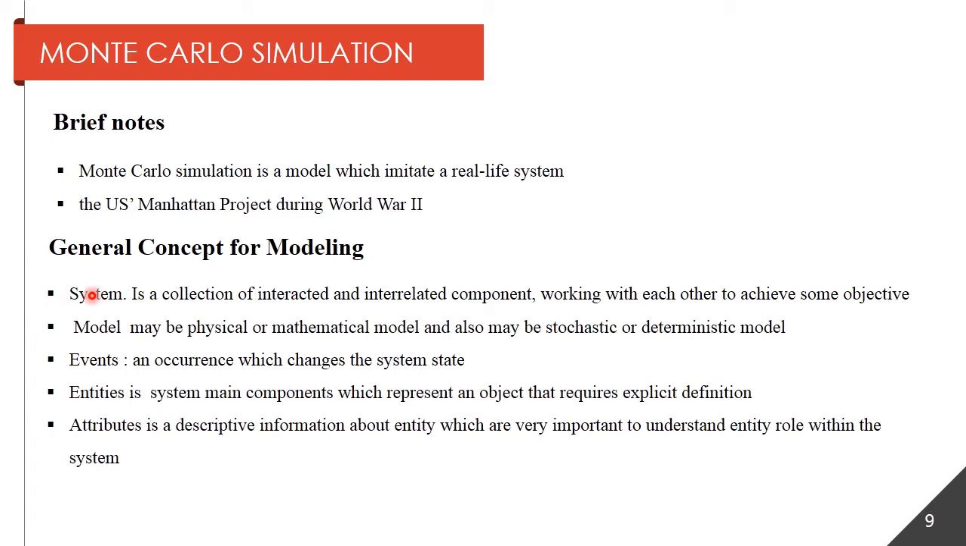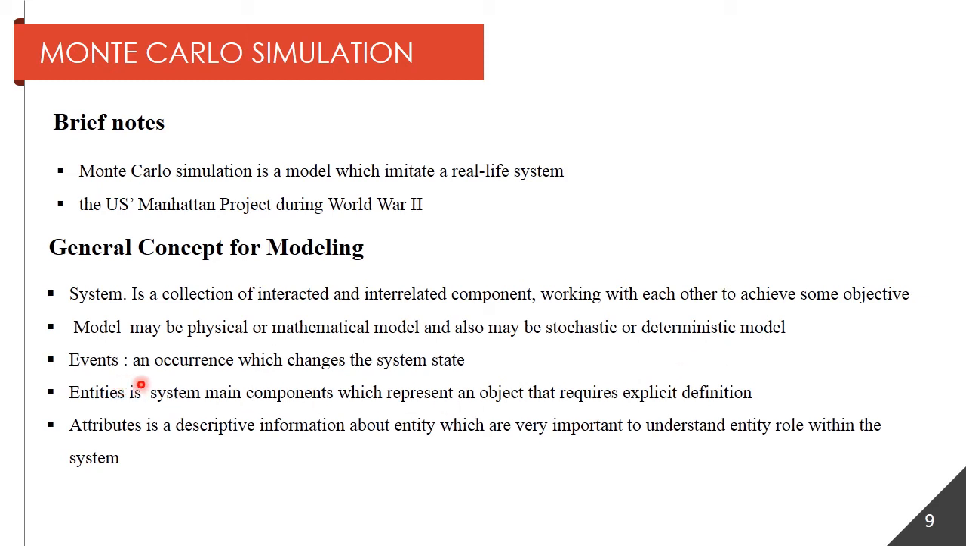A system is a real life thing we want to simulate, and it is defined as interacting or interrelated components working together to achieve some objectives. A model may be physical or mathematical. Physical is built with physical material. Mathematical is built using equations. Equations may be probability equations, and we call it stochastic, or functions, and we call it deterministic.